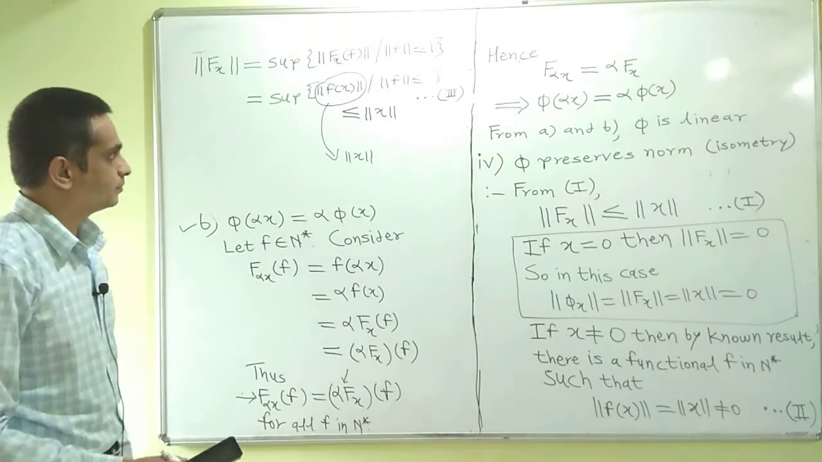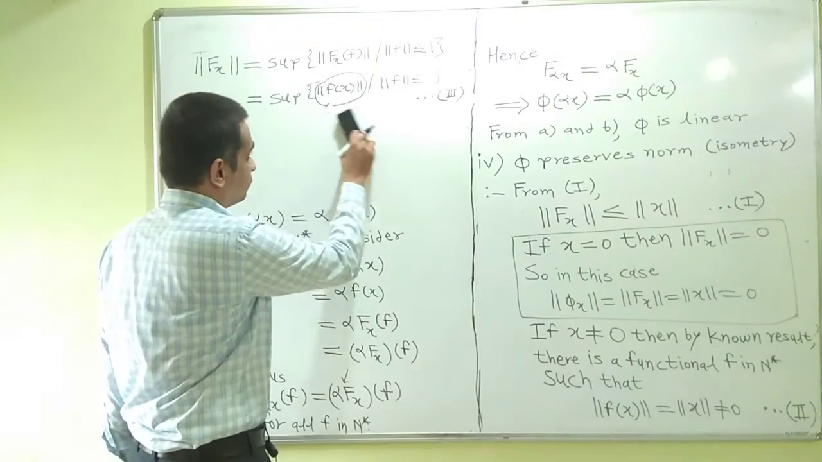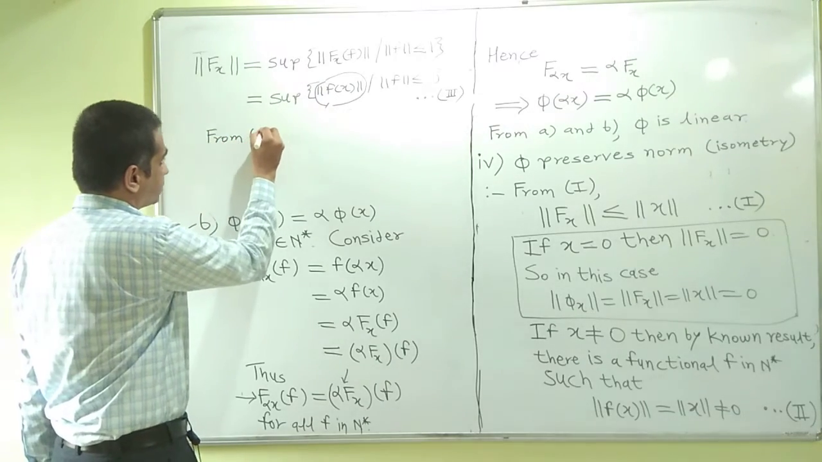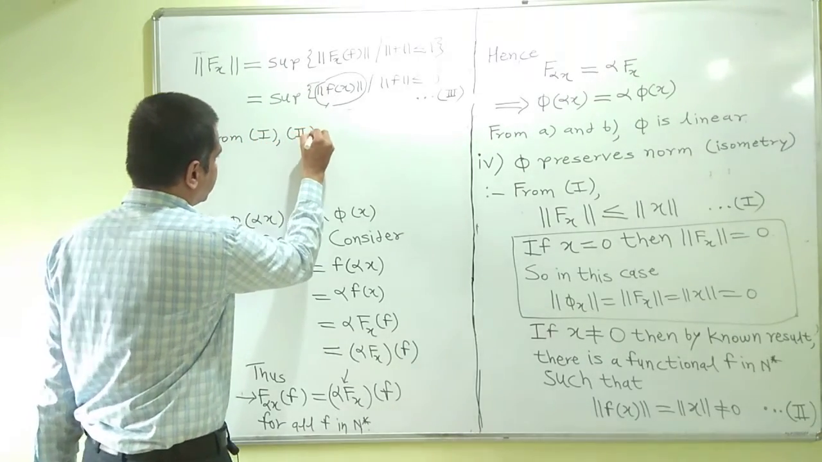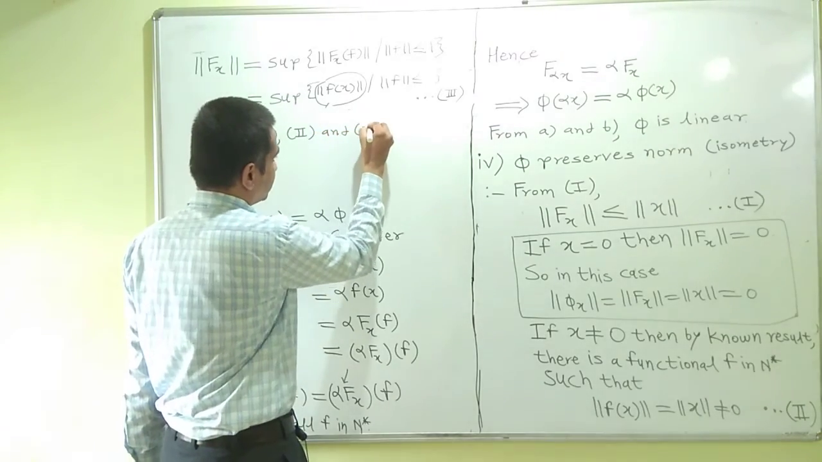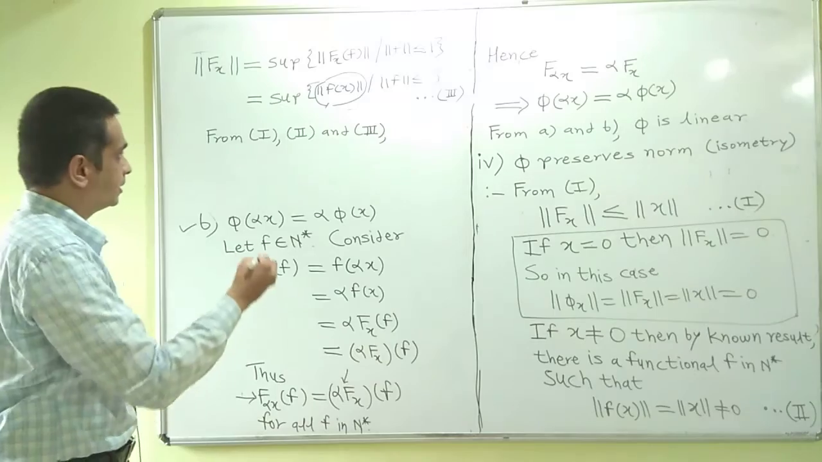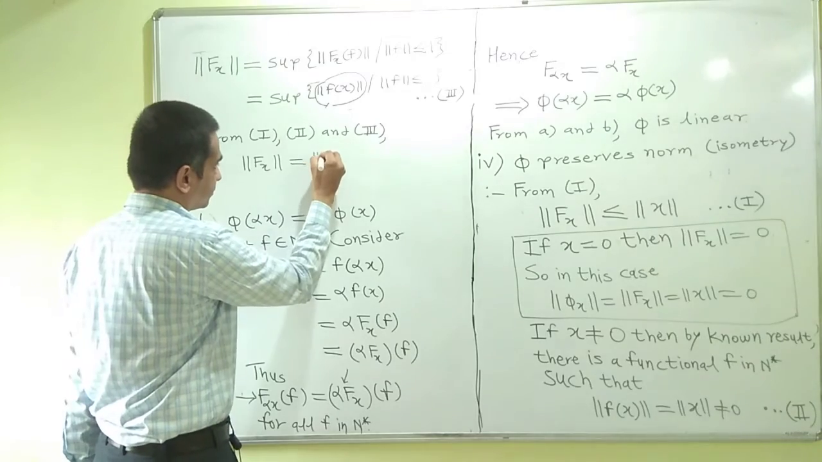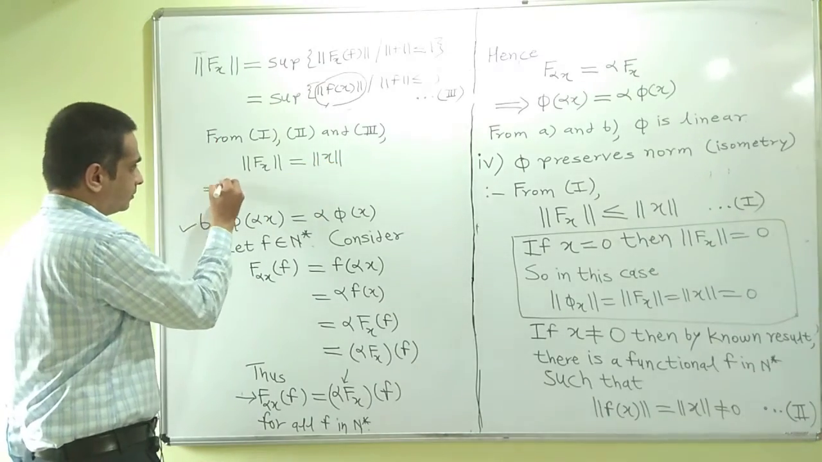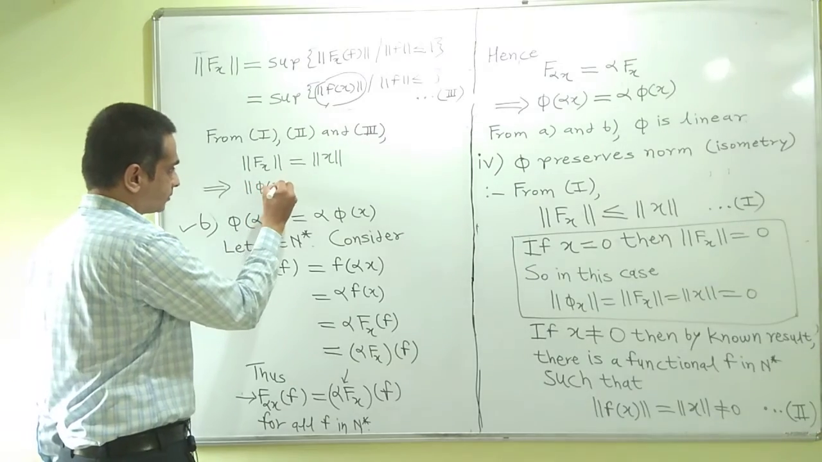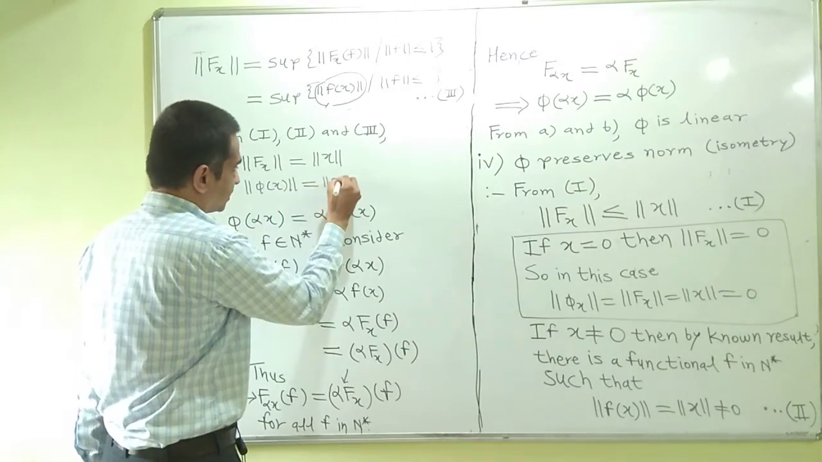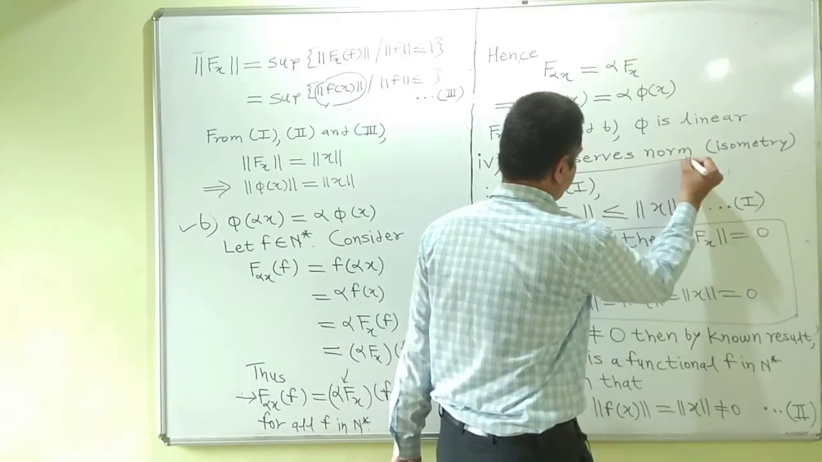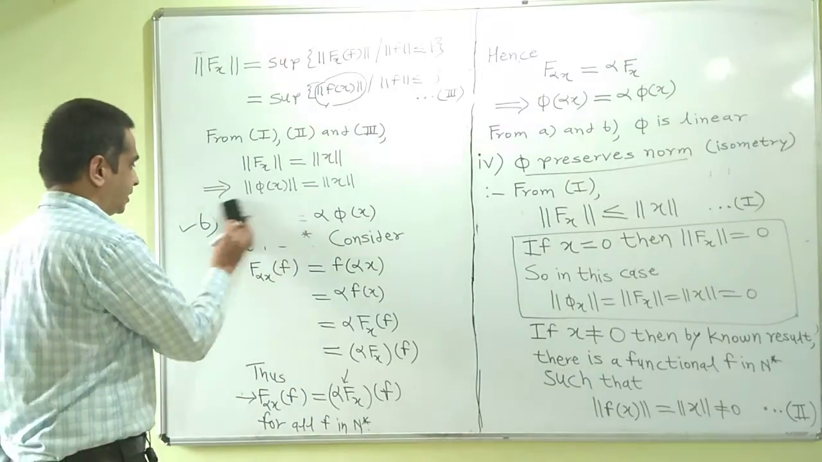So it should be clear now that from first, second and third, we conclude that norm of fx is equal to norm of x, and this actually implies norm of phi x equals norm of x. This proves our desired conclusion that phi preserves norm. It is an isometry.